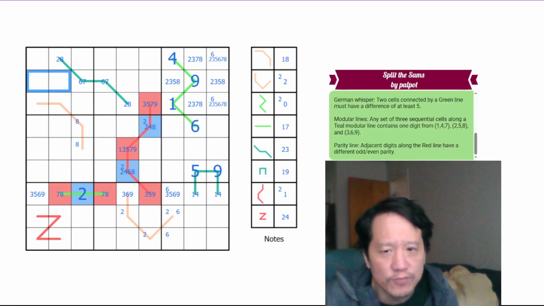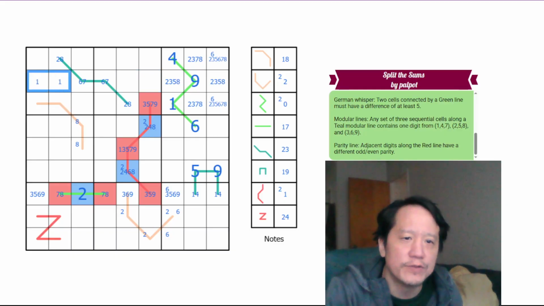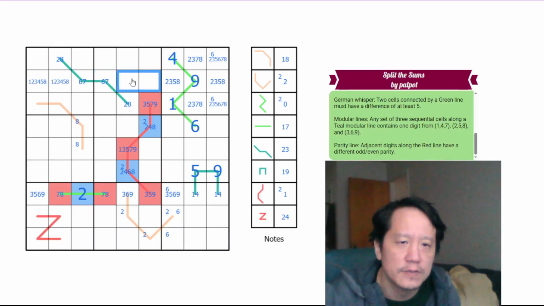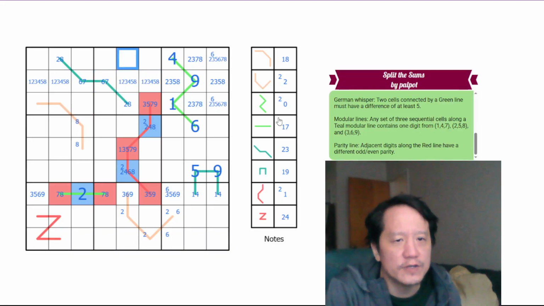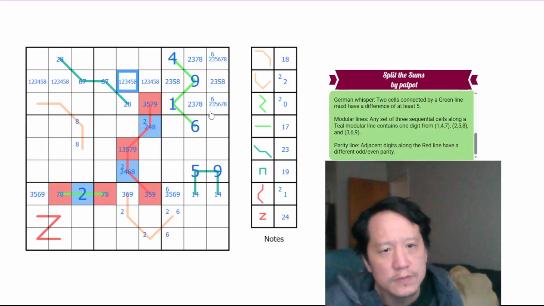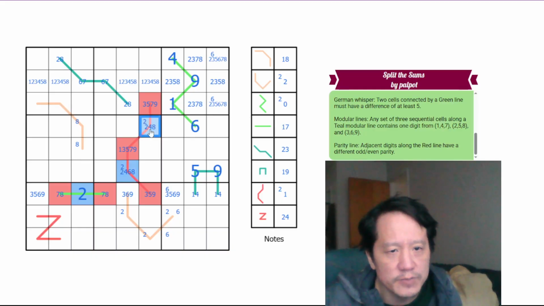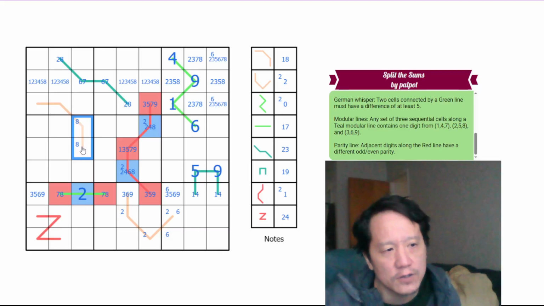Remaining digits of row 2 are 1, 2, 3, 4, 5, 8. Okay. 1, 2, 3, 4, 5, 8. 2 has to be one of these 2. 2 is one of these 3. So we have a guaranteed 8 here.